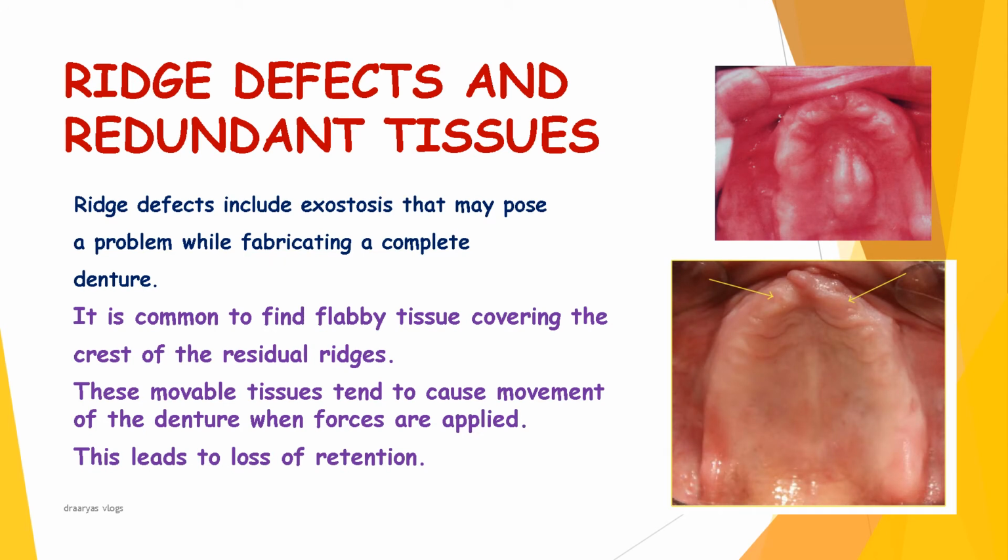Certain ridge defects like exostosis may pose a problem while fabricating a complete denture. Redundant tissue is also common, and it is common to find flabby tissue covering the crest of the residual ridges. These movable tissues tend to cause movement of the denture when forces are applied, and this leads to loss of retention. So, there are various modified impression procedures for the flabby tissue.